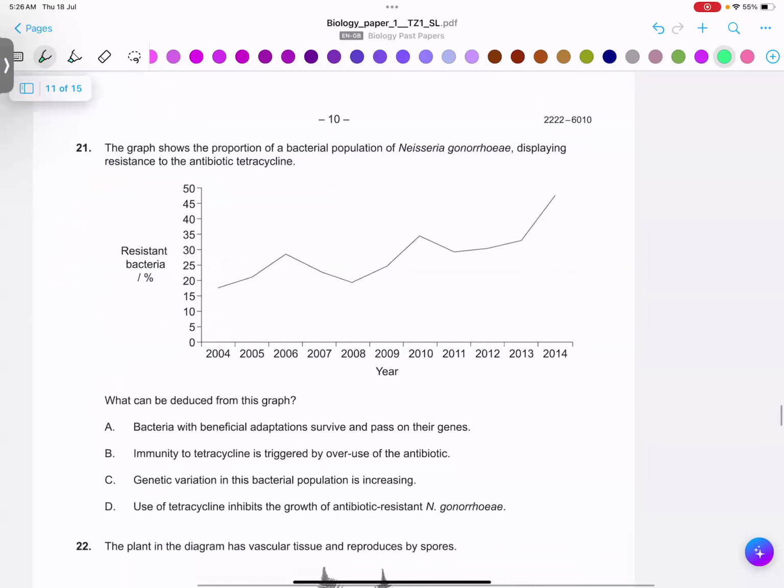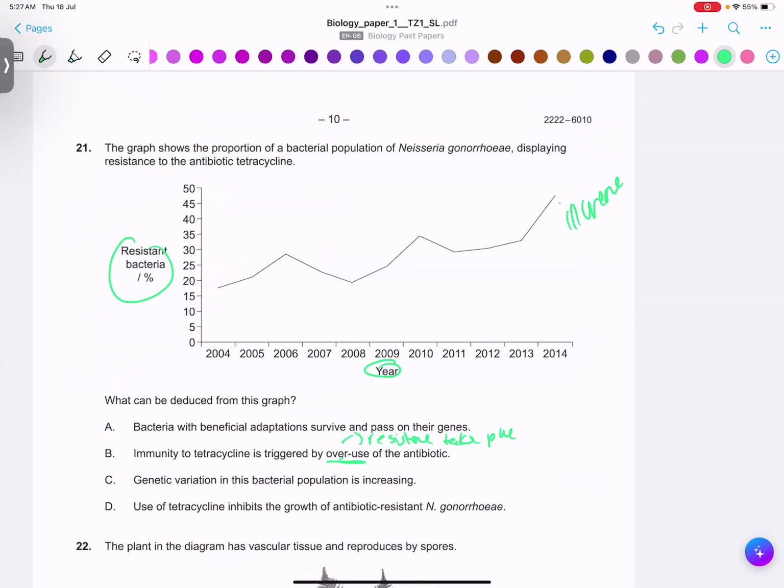Okay, now the graph shows the proportion of the bacterial population of Neisseria gonorrhoeae displaying resistance to the antibiotic tetracycline. What can be deduced from this graph? We have year and resistance, and we can see that it keeps increasing. Bacteria with beneficial adaptation survive and pass on their genes. Immunity to tetracycline is triggered by overuse of the antibiotic. That is true, because once there is overuse, resistance takes place. Genetic variation in this bacterial population is increasing.